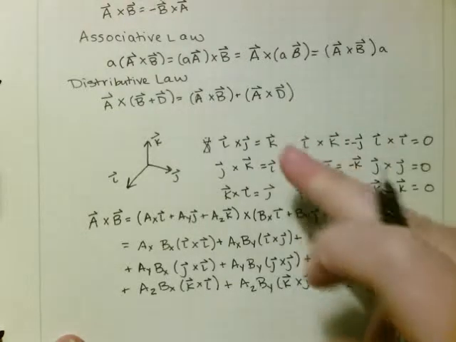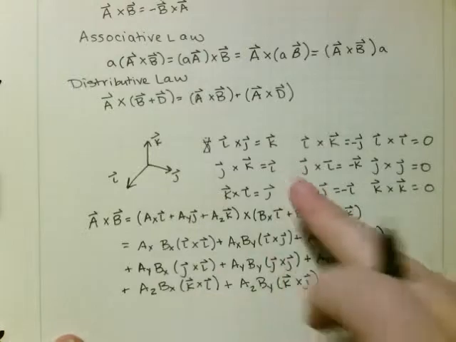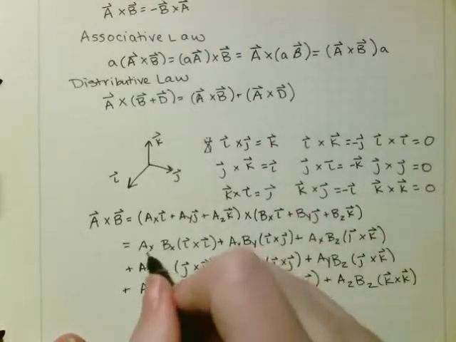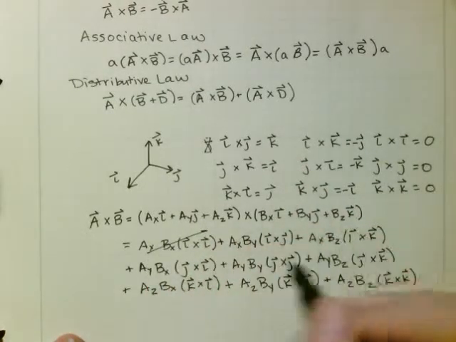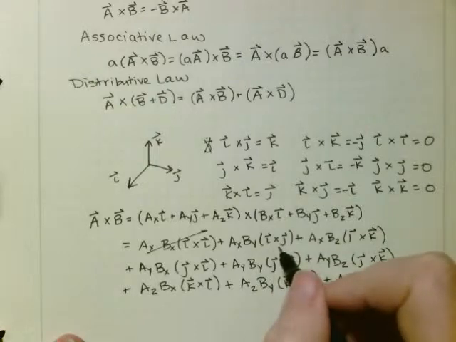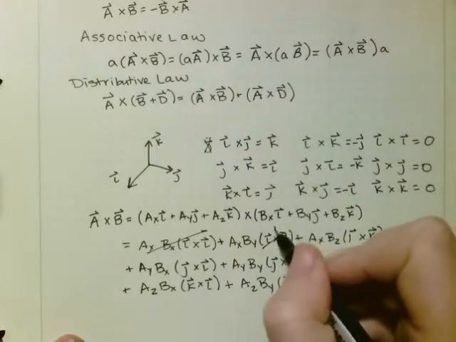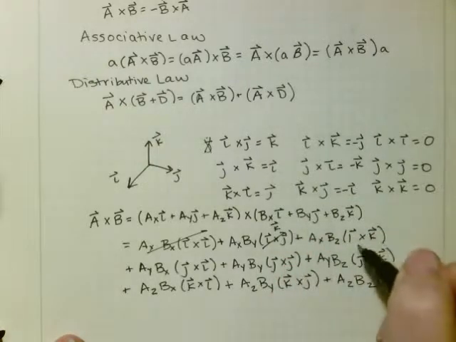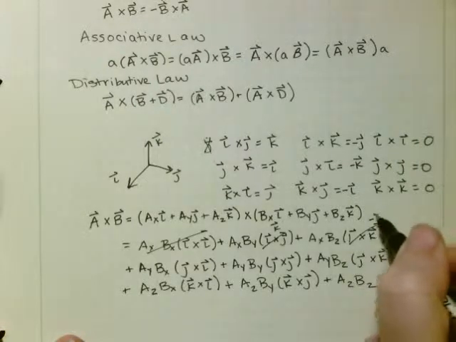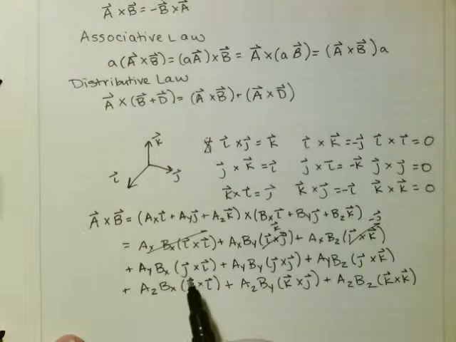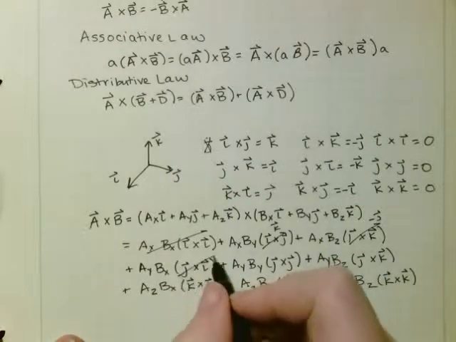Okay, so we just found the answers to all of these cross products up here. So I cross I is 0, so this is 0. I cross J is K, so this is going to be K. I cross K is negative J. J cross I is negative K.